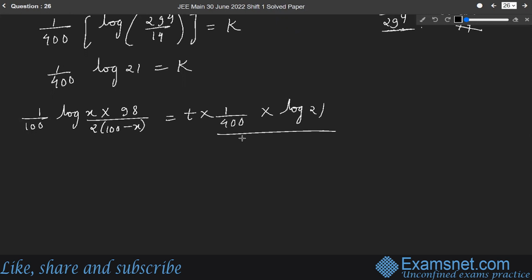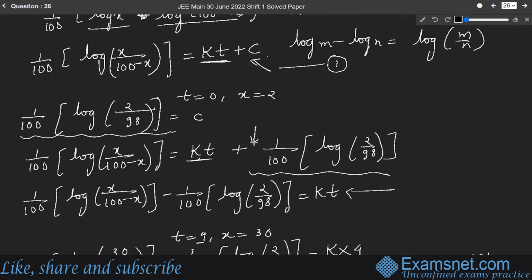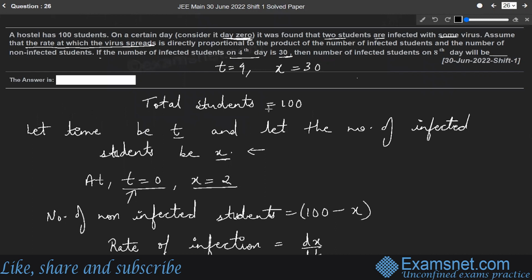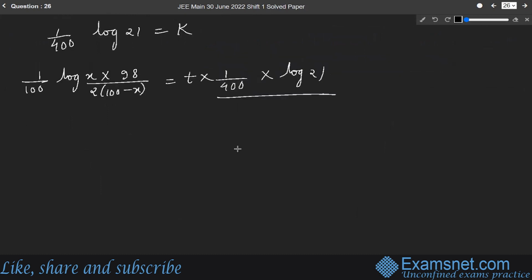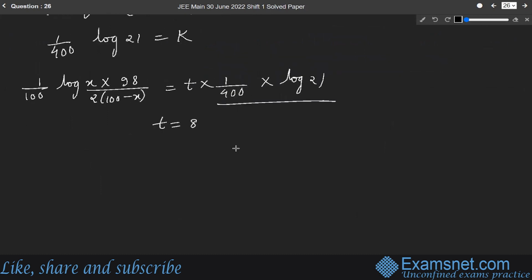Now, we have to find the value at 8 days. It is given that the number of infected students on the 8th day, which means time is given, which is 8. We have to find x. What is x? The number of infected students, right? So it means that time is given. What is time? Time is equal to 8. So let us substitute time is equal to 8 and we have to find the value of x, right? So it will be 1 by 100 log of x into 98, right? So what will be x into 98?